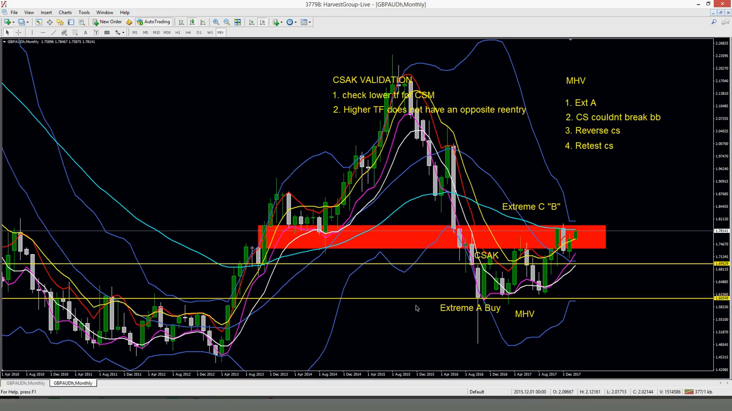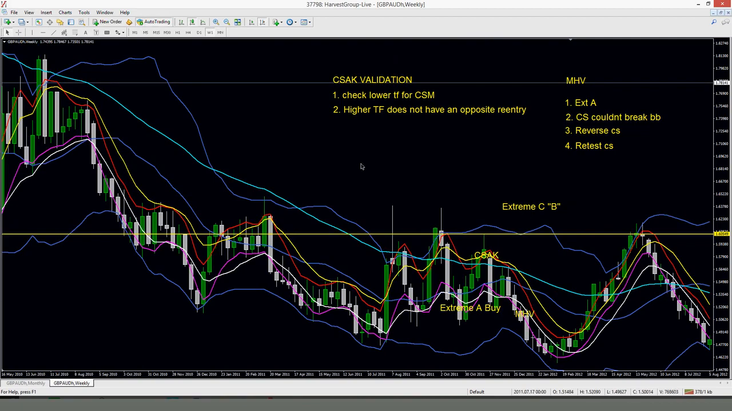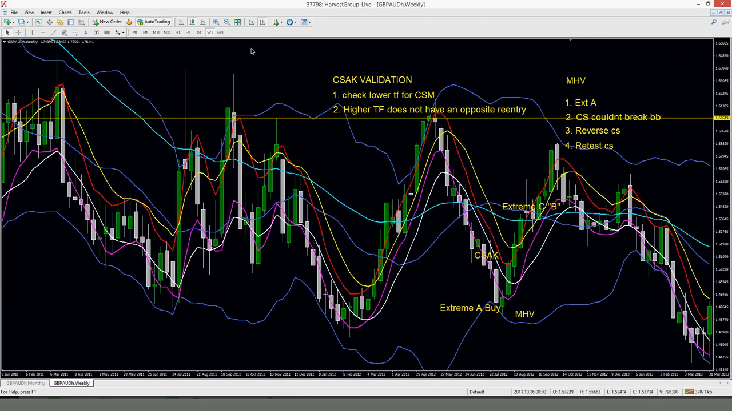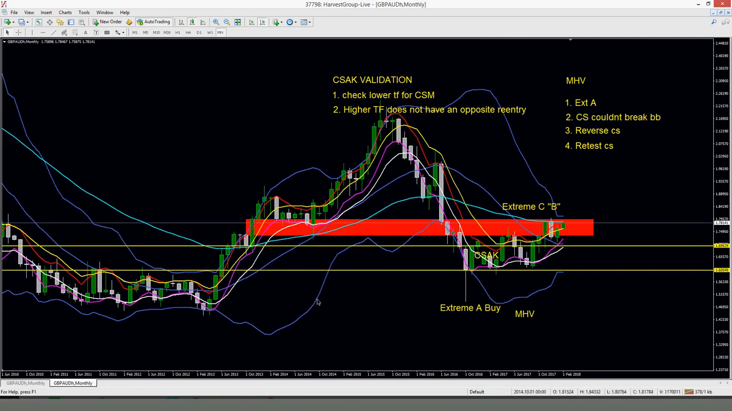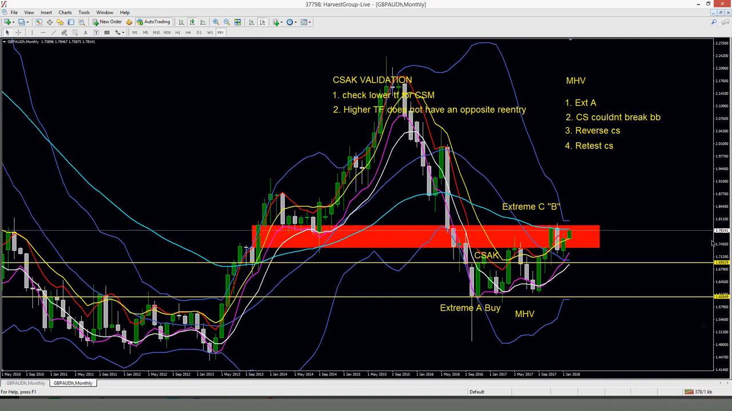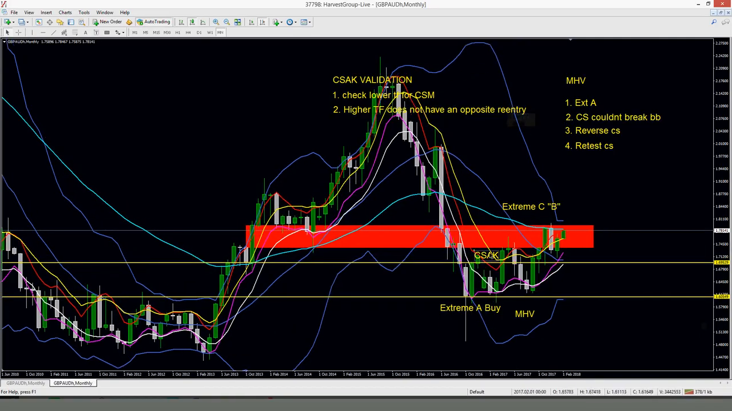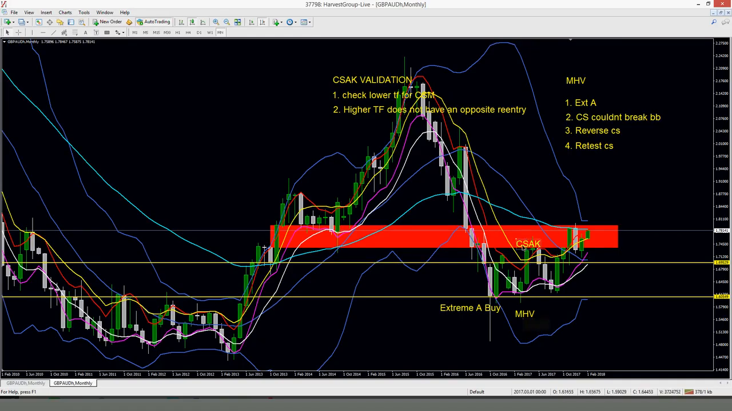However, later on when we move on to the lower time frame, if we can find more CSR Kuku, then we'll validate that for you. So okay, weekly, sorry, we already did monthly. Let me just fix this so it's much more clear. So we have CSR Kuku here, and we have extreme A buy, then we have MHP. Okay, so this is the monthly time frame for GA.